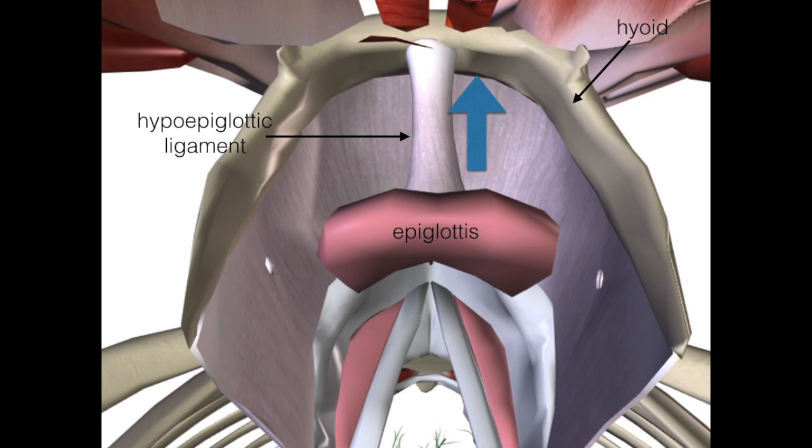Realize that the blade of the laryngoscope is within the vallecula. Lifting the laryngoscope upward, one displaces the hyoid bone upward, which in turn pulls on the hypoepiglottic ligament, which consequently moves the epiglottis upward, allowing visualization of the larynx.